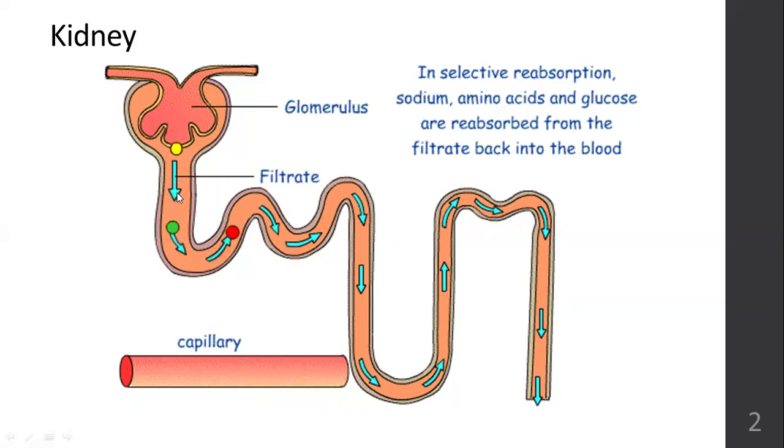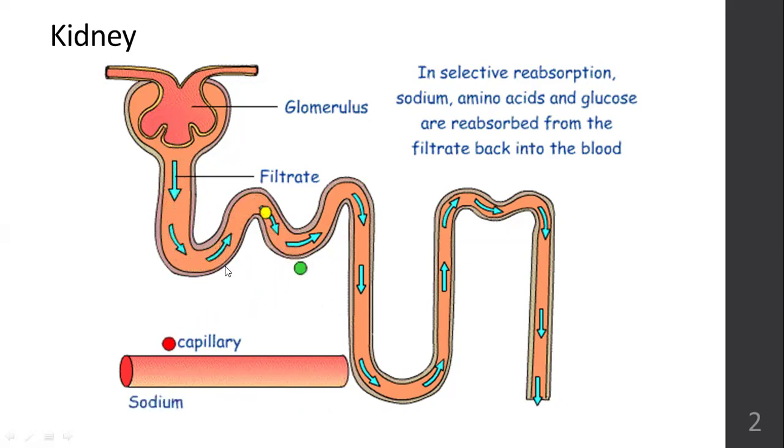It goes through a lot of tubules, collecting ducts and all. Each of these tubules will also filter. For example, you can see these red, green and yellow balls that are falling back into the capillary. This part of the cell is also surrounded by a lot of capillaries. What's happening here is that the glomerulus has filtered out a lot of ions and electrolytes.